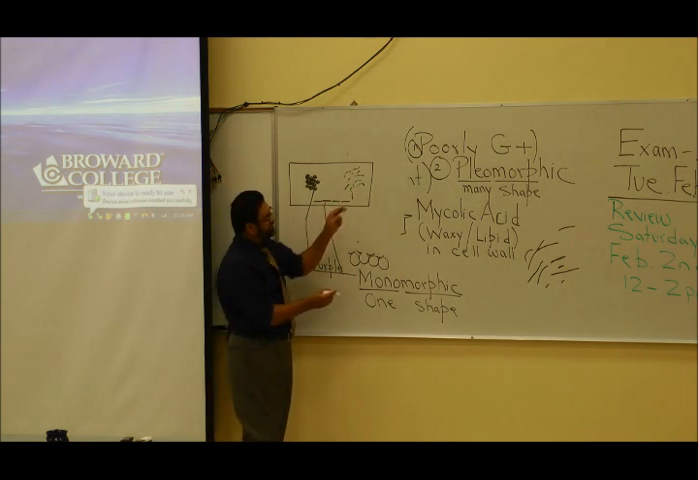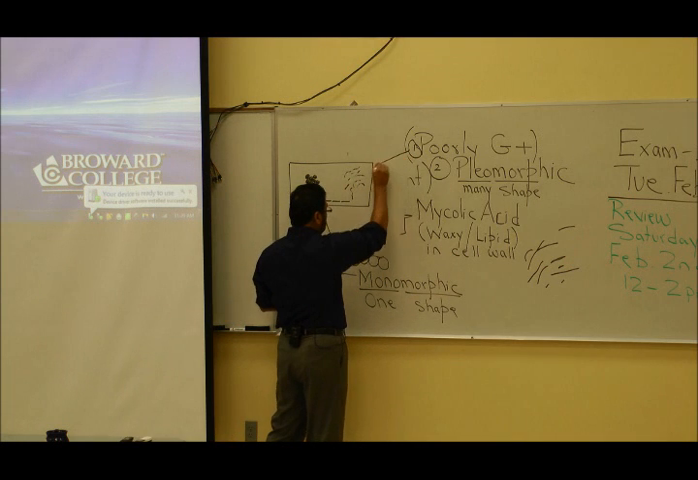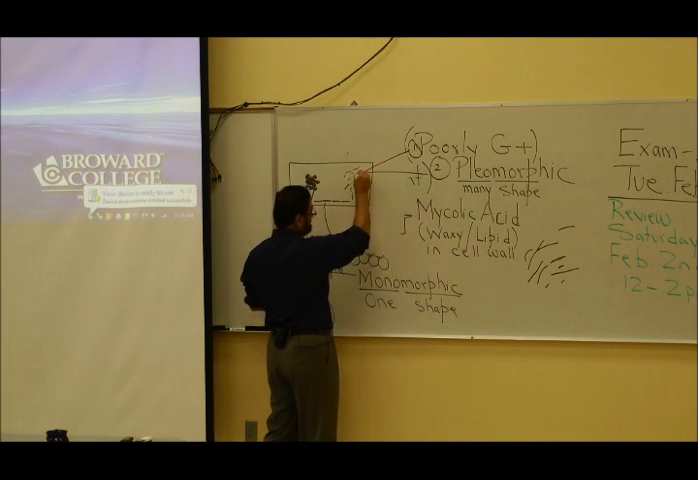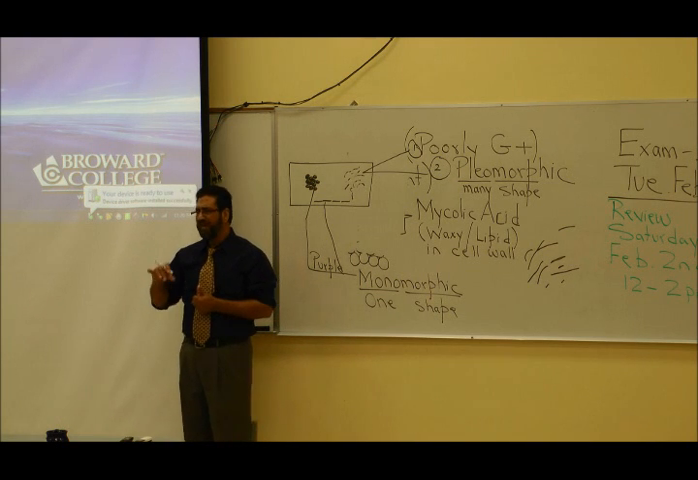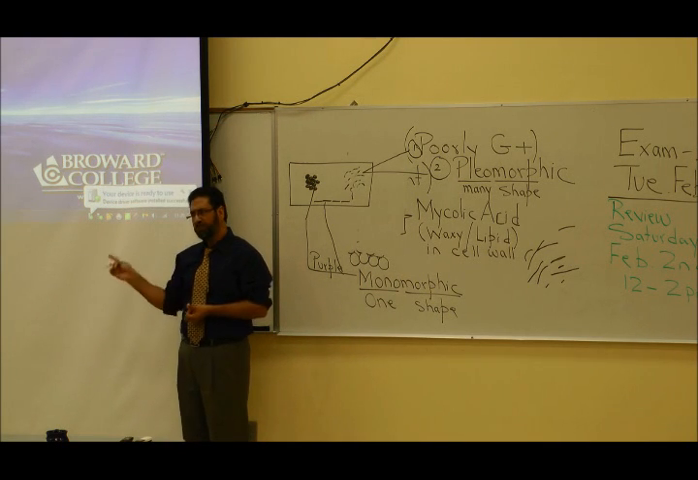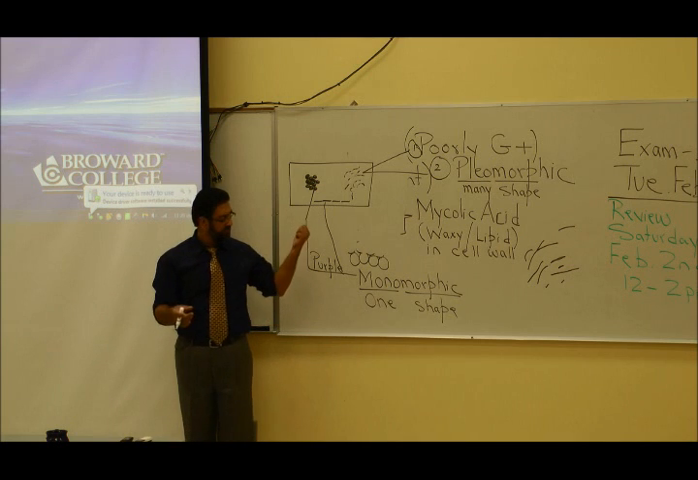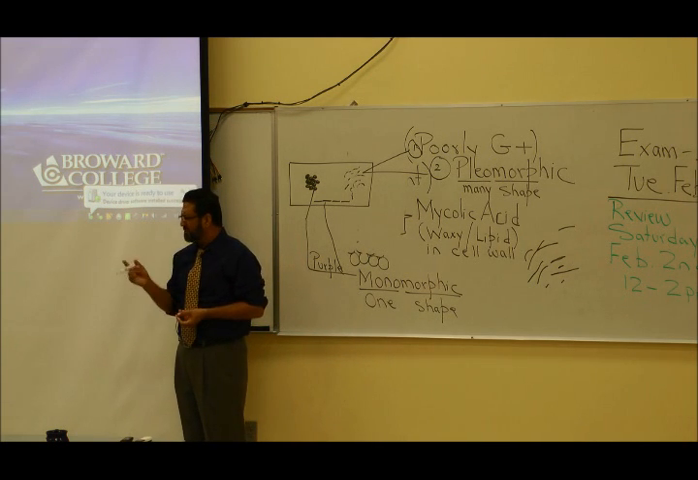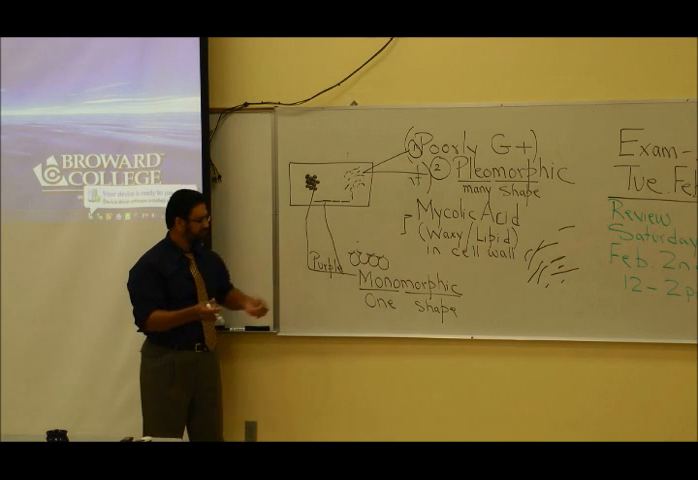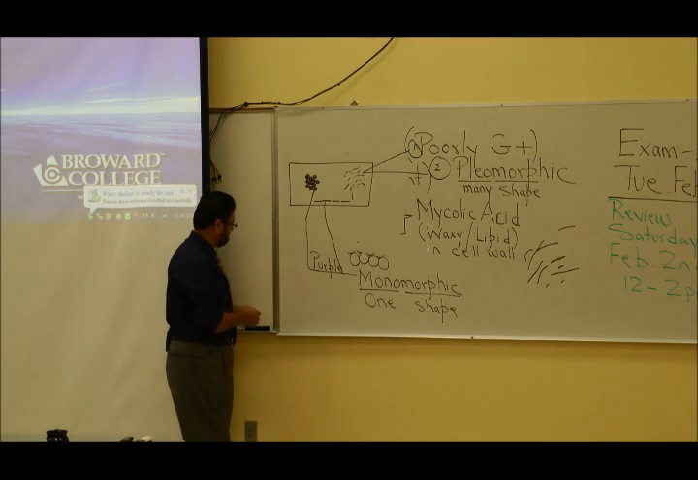So these two characteristics, poorly gram-positive and pleomorphism, tell you to go ahead and do what? Acid-fast stain. Now let me show you what acid-fast stain is. We'll come back and look at the principle of that. What is acid-fast stain? Let's just do it right here.